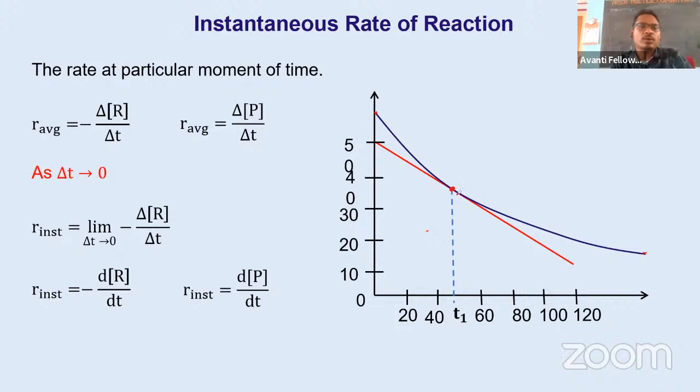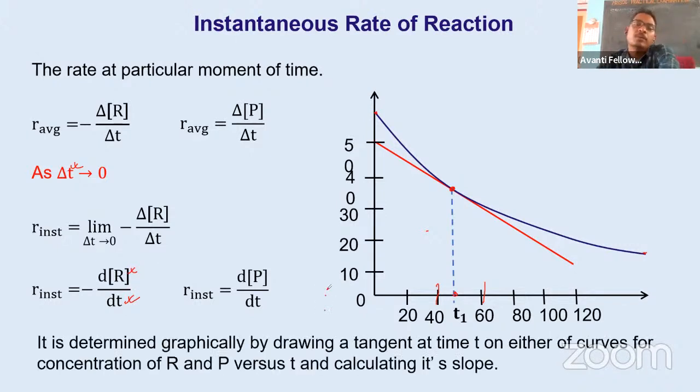Initially, for the average, we took some interval, and within this interval we looked at the change. That is our average. If we reduce the change in time so that it tends to 0, or take a particular time, what is the change? That is instantaneous, and from the graph we can find it by drawing the tangent there. Using that slope, we can find the rate. The slope of this line gives you the instantaneous rate.